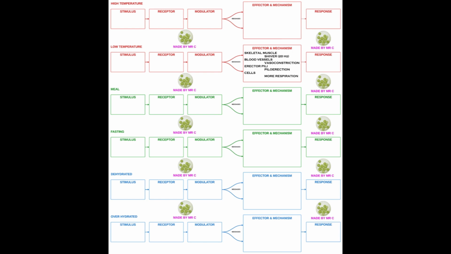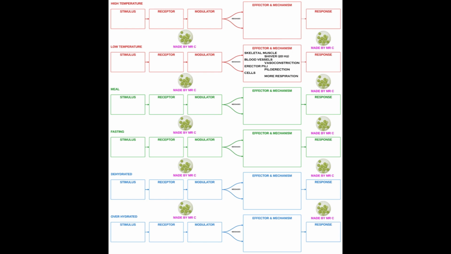Next is if you've got a low blood temperature. So the stimulus is low blood temperature. The receptor is a thermoreceptor in the hypothalamus. The modulator is the hypothalamus. It sends neural messages to skeletal muscle, blood vessels, and erector pili. The skeletal muscle contracts at 20 hertz or 20 times a second, and we call this shivering. The muscle fibers rub against each other and generate heat.